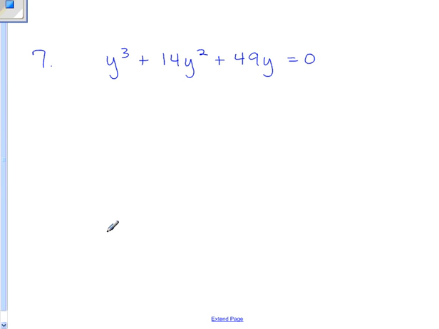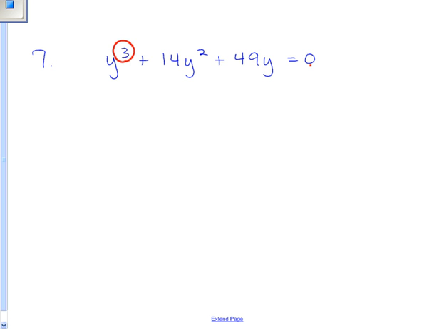Example 7 is y cubed plus 14y squared plus 49y equals 0. Okay, this is not exactly a quadratic because it does have a degree of 3, but we can solve it the same way. This degree of 3 tells me that I should have 3 solutions at the end, most of the time. So is it in standard form? Well, everything is in descending order and it's equal to 0, so it's in standard form.